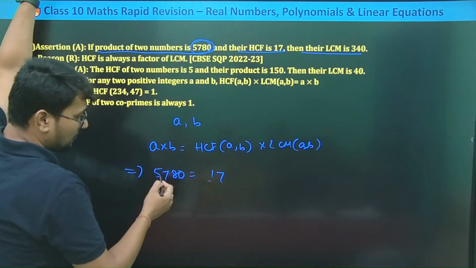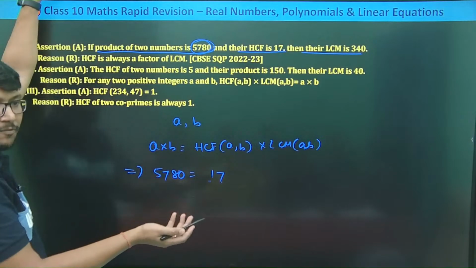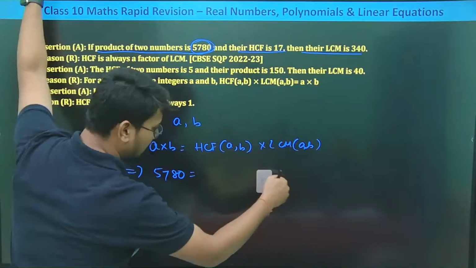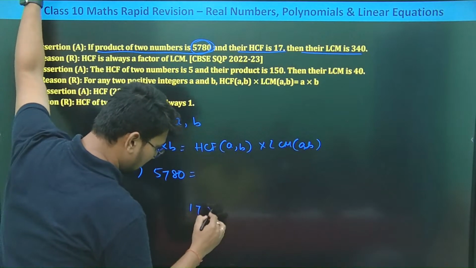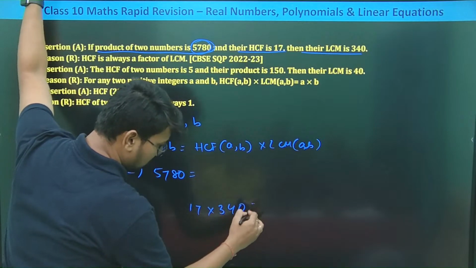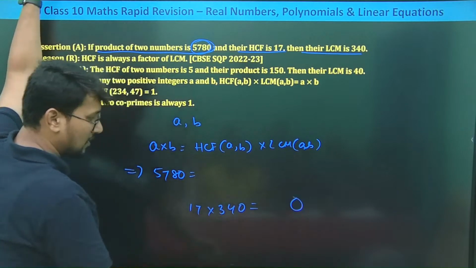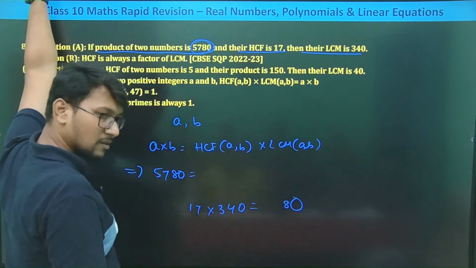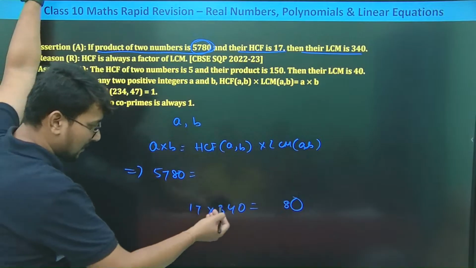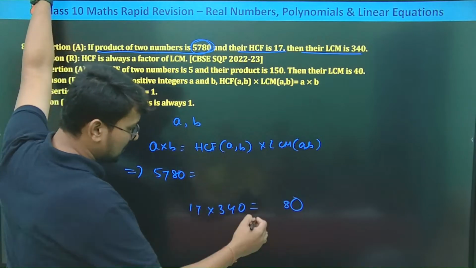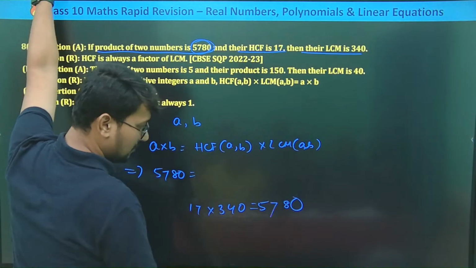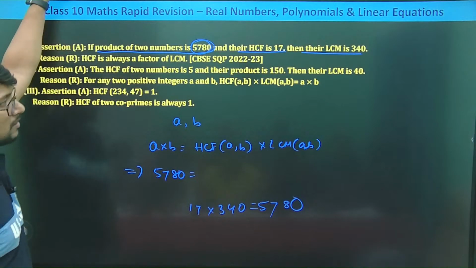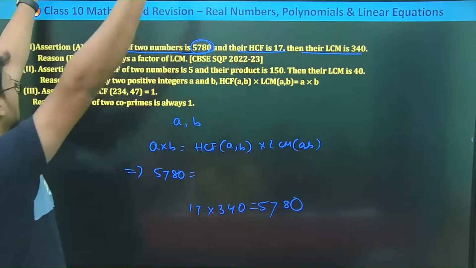Let us divide 5780 by 17. If we get 340, or check 17 into 340. 17 times 0 is 0, 17 times 4 is 68. 6 carried, 17 times 3 is 51, 51 plus 6 is 57. Correct? So LHS equals RHS. Understood? So the assertion is true.